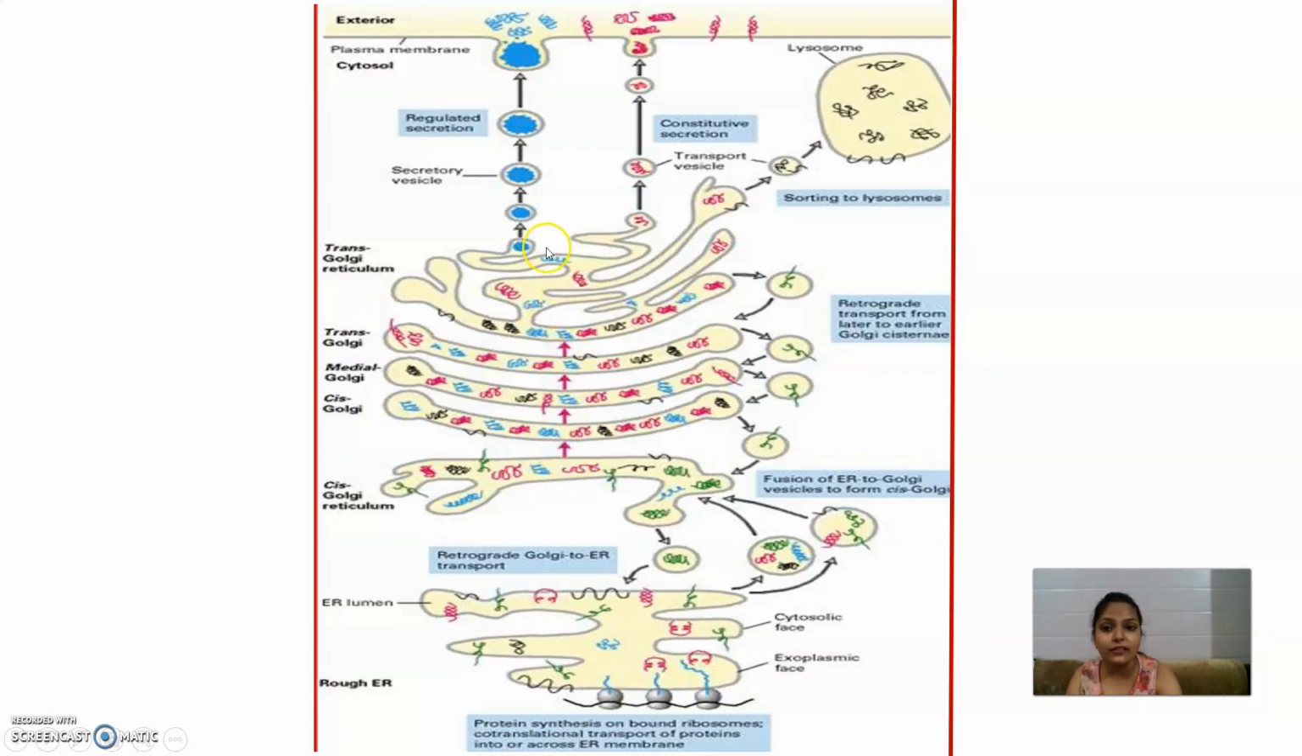After that, the secretory vesicles leave the Golgi apparatus from the trans face, and in regulated secretion and constitutive secretion the extracellular transport of proteins takes place. Otherwise, these vesicles can also fuse with lysosomes, which help in the breakdown of extracellular foreign proteins. This retrograde transfer is the transfer of proteins from the Golgi to the ER.